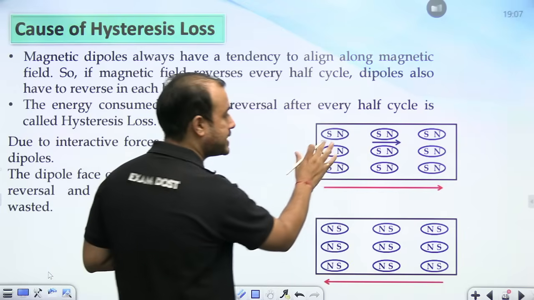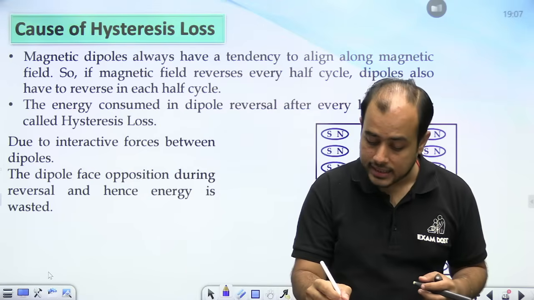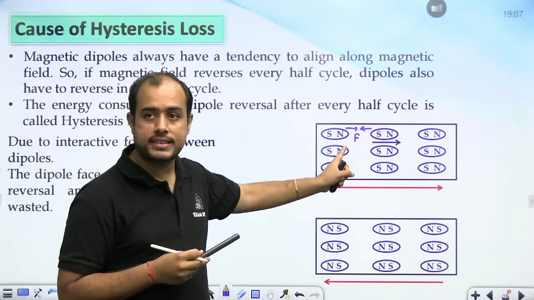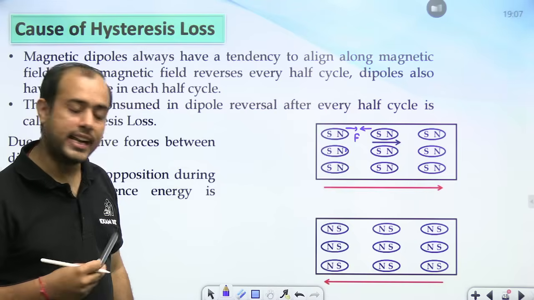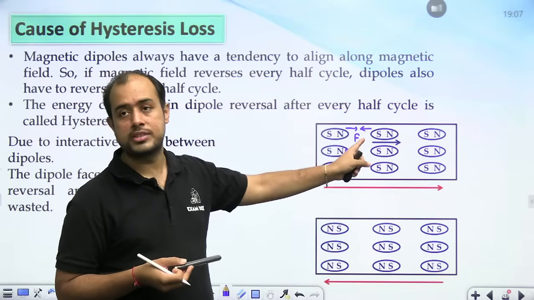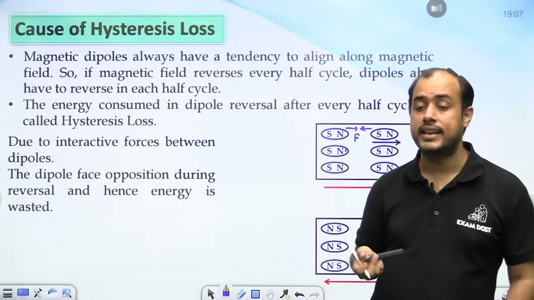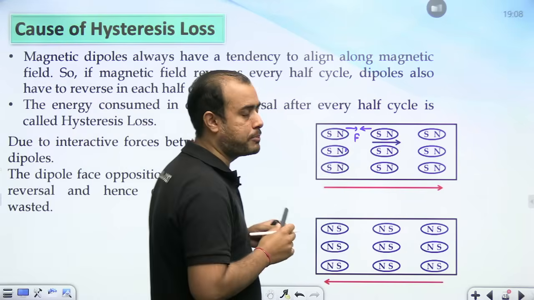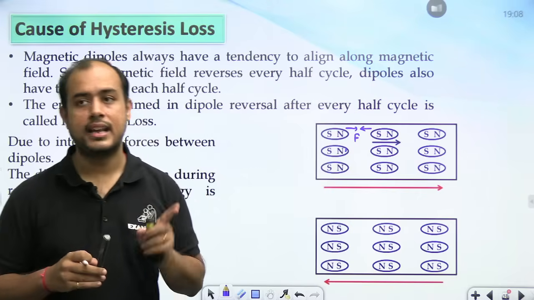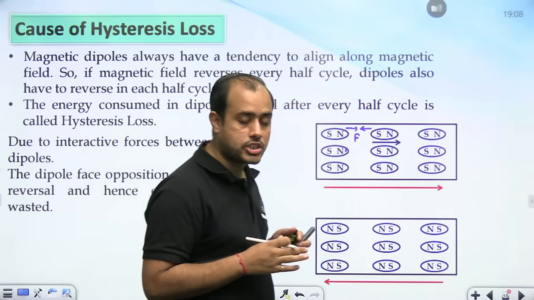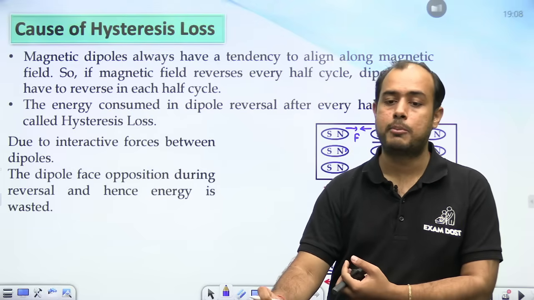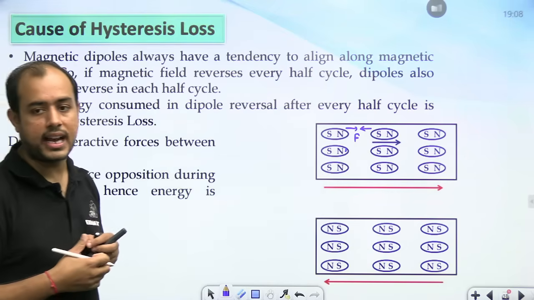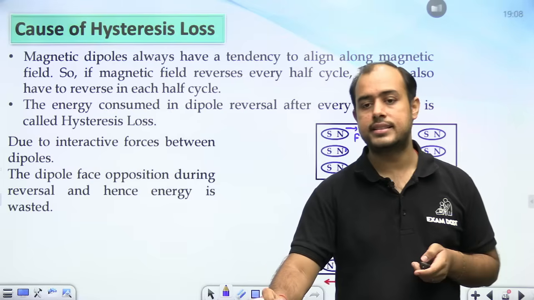Just like north and south have attraction, there is an attractive force between the two dipoles. Dipoles will apply a force on each other. So when you try to reverse them, this force will oppose the reversal, just like friction opposes motion. It will try to keep the dipoles in the same direction, and it will cause loss of energy. This is said to be hysteresis loss.